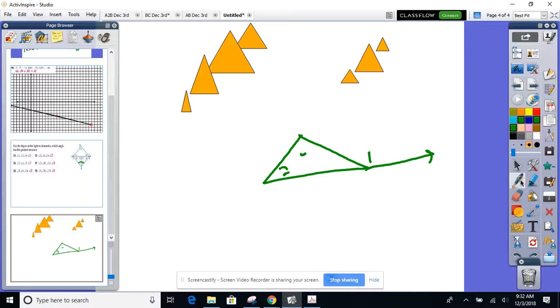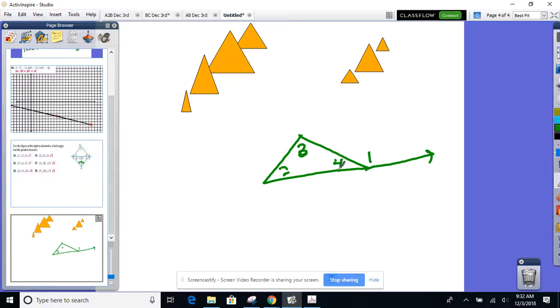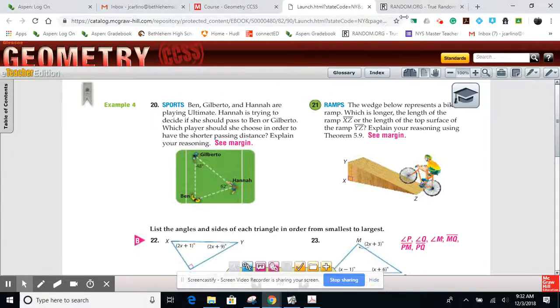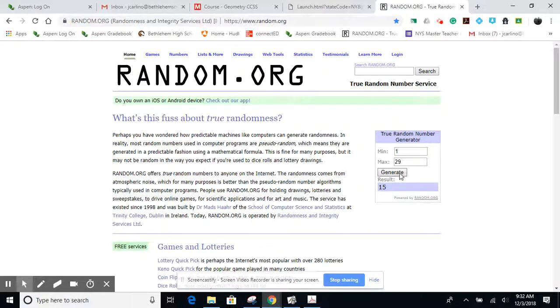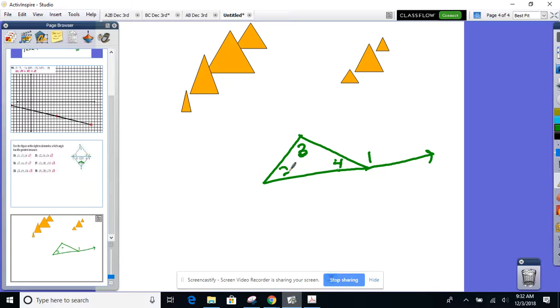What do I know about the exterior angle of any triangle? Okay, here we go. Number 15, exterior angle. It's equal to the two added up, and it should be bigger. Which one's the biggest one out of those? The exterior angle is always bigger than either of the two remote interiors.